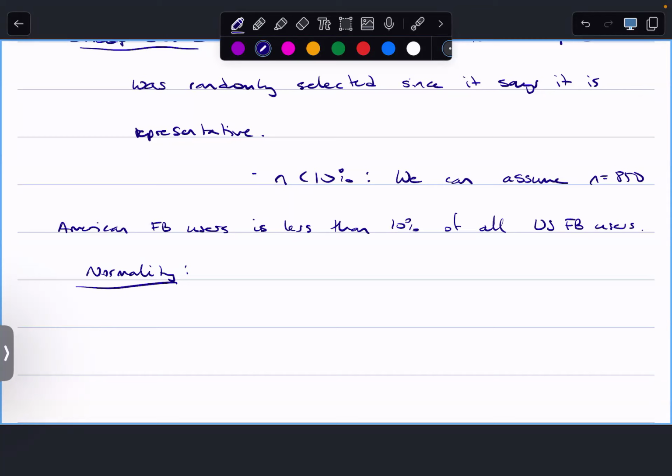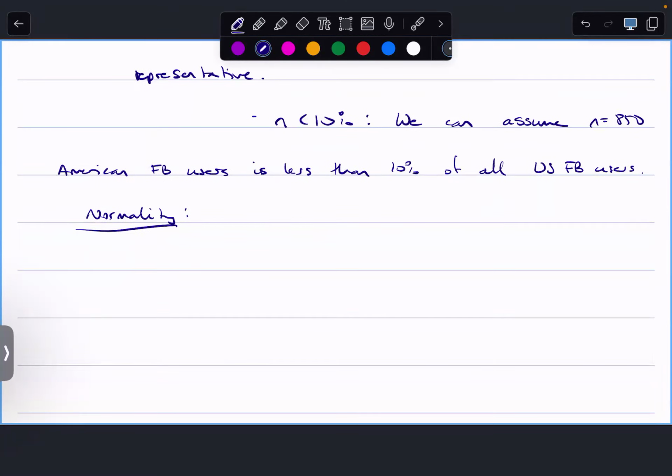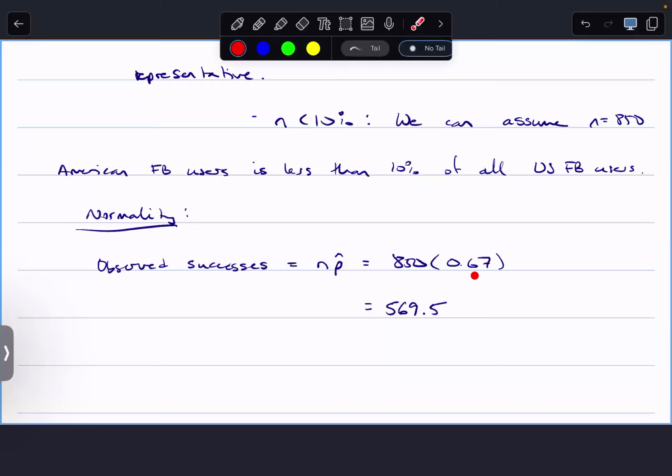The normality condition, though, is going to look like this. Observed successes, which is n times p hat. I have n and I have p hat. 850 times 0.67, I get 569.5. That's probably not the observed successes. What probably happened here? Well, when we were given the 0.67, they probably rounded, right? That's okay. This is greater than 10, so that's good.